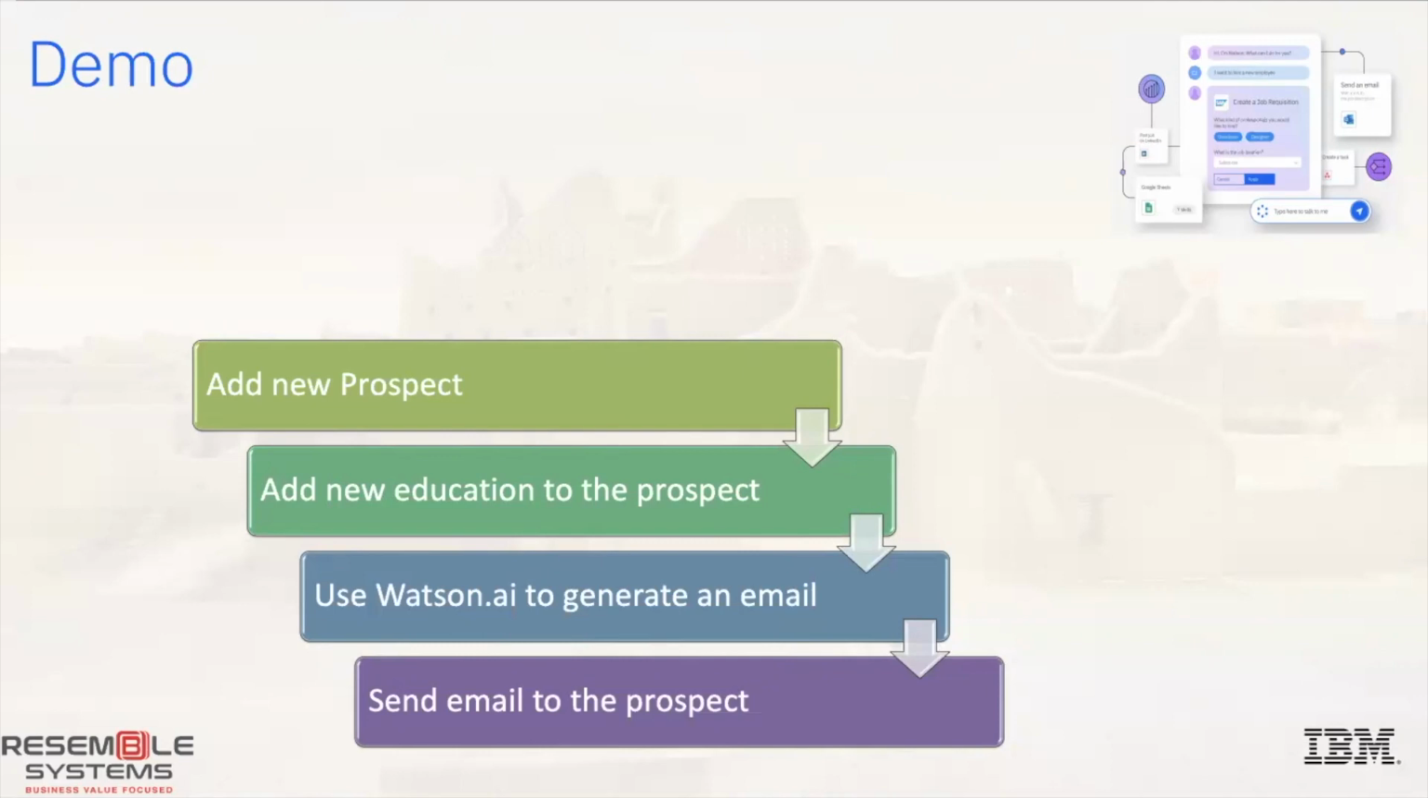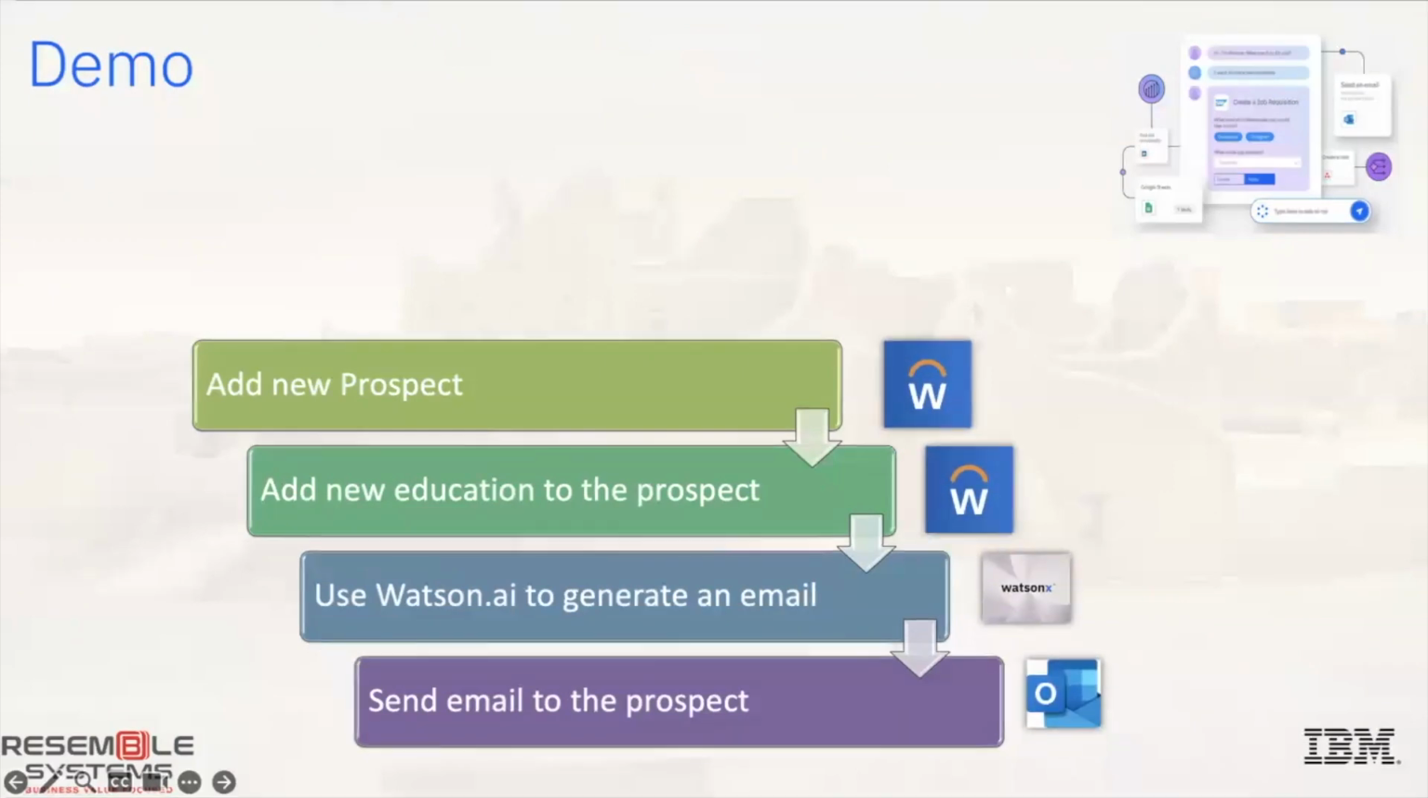The demo will be like on a workday. I want to connect to the Workday system that I have inside my organization. So I want to add a new prospect, add a new education to this prospect, then use Watson AI to generate for me an email template and send this email template to the prospect or my manager, confirming that I did my job. As you can see from these steps, how many systems are involved? We have Workday as one system, watsonx another system, Outlook the third system.